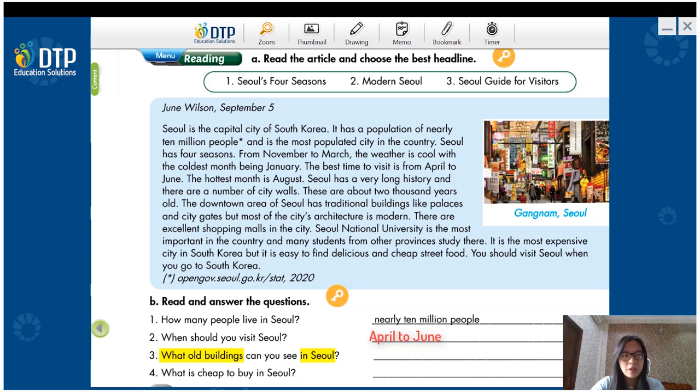What old buildings can you see in Seoul? What is your answer? Very good. We can see a number of city walls. What else? Traditional buildings like palaces and city gates.